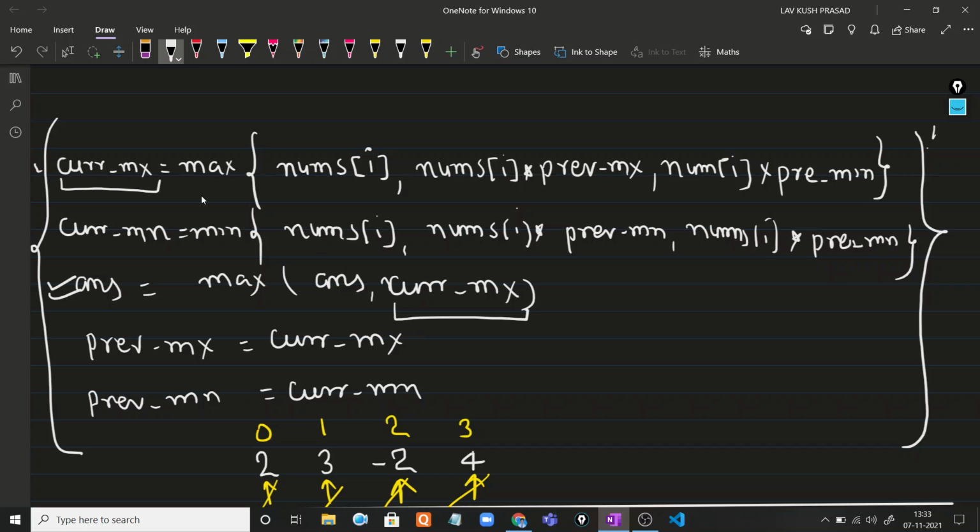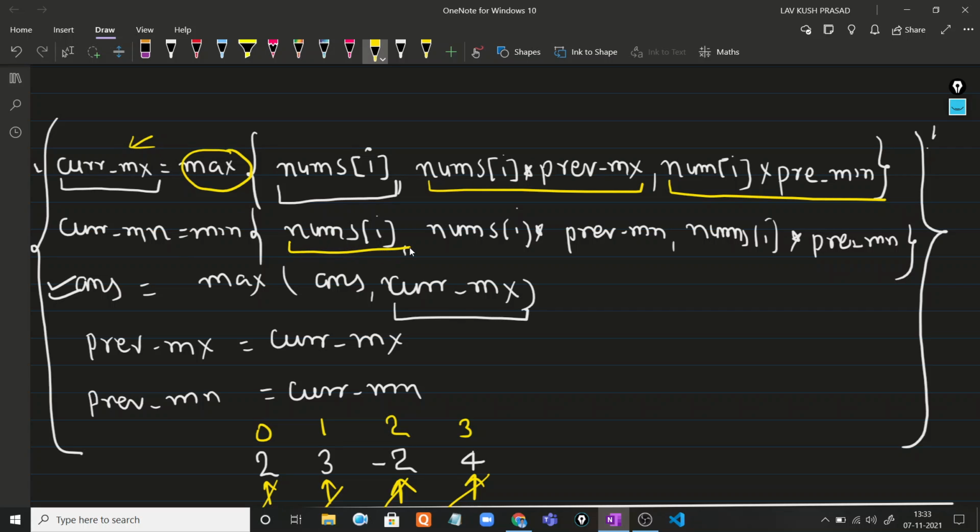And at every step, how can we find the current max? Either the current value is the maximum, or we get a value by multiplying with the previous max, or a value by multiplying with the previous min, right? After that we take the maximum of all of these, so it gives the maximum. And for the current minimum, the process is the same as above: nums multiplied with the previous min, but here we take the minimum because we want the current min.